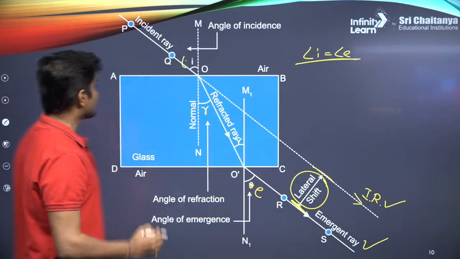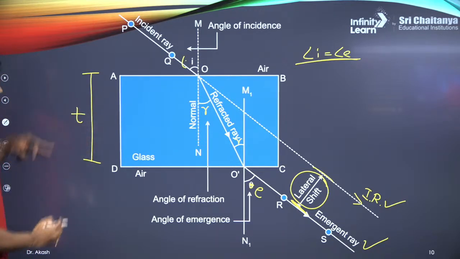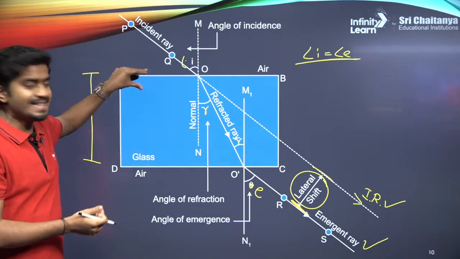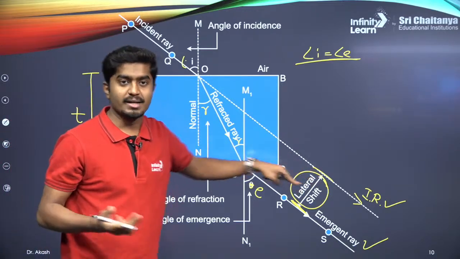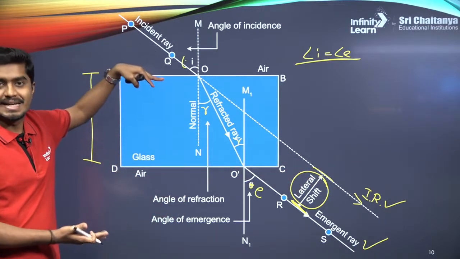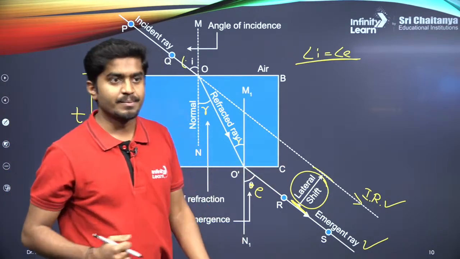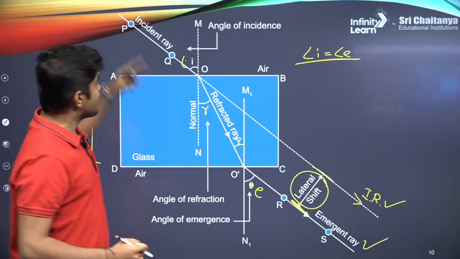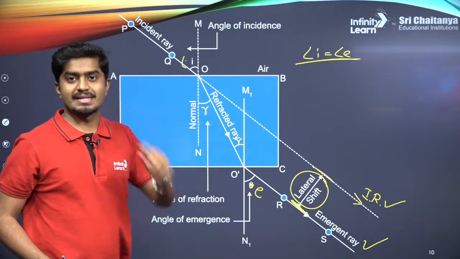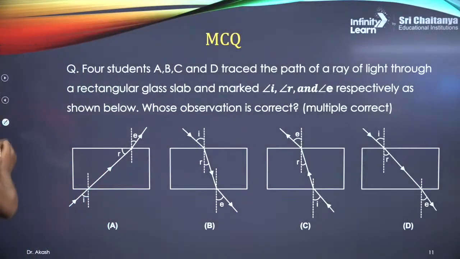So this lateral shift depends on the thickness. If you have a very thin glass slab, the lateral shift would be smaller. If you increase the thickness, what will happen? The lateral shift will be larger. So that's it about when light passes through the rectangular glass slab. So now let's solve a few questions. Solve this question.